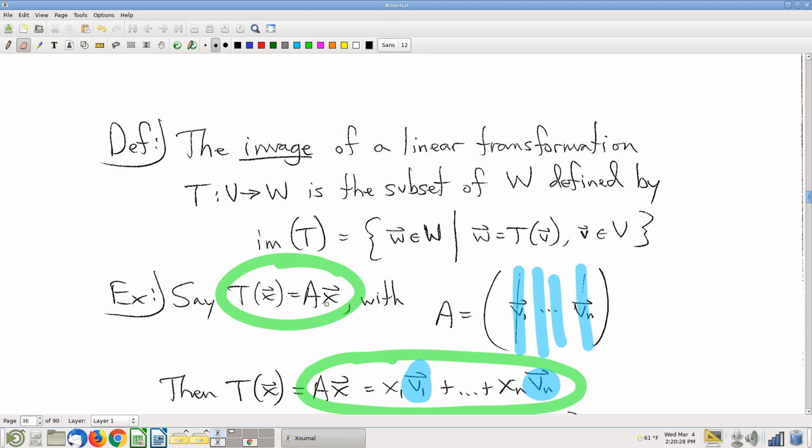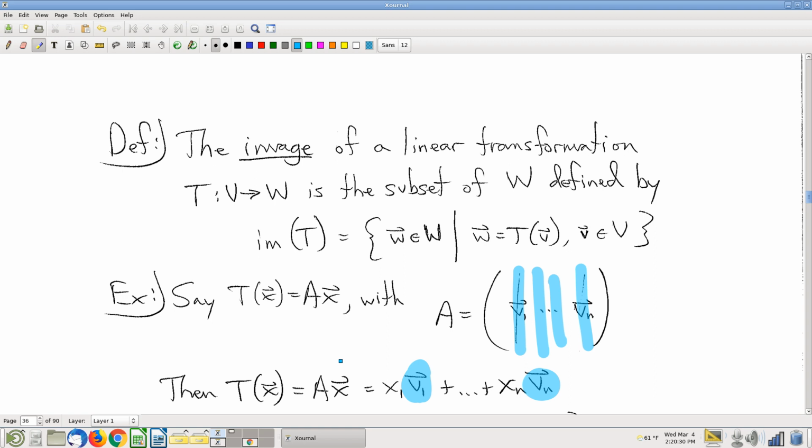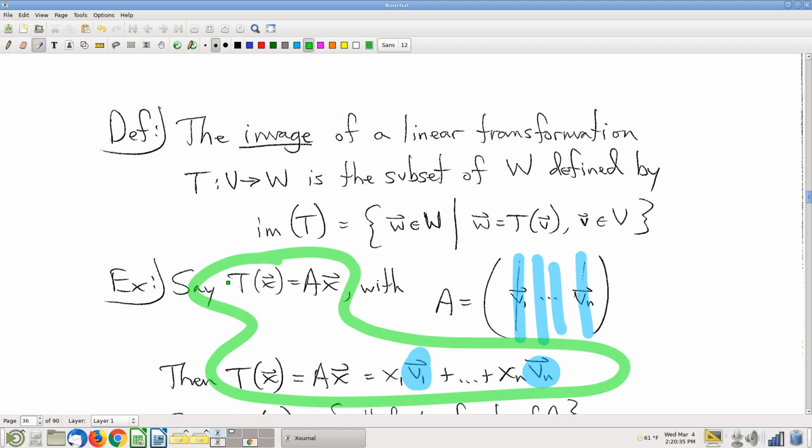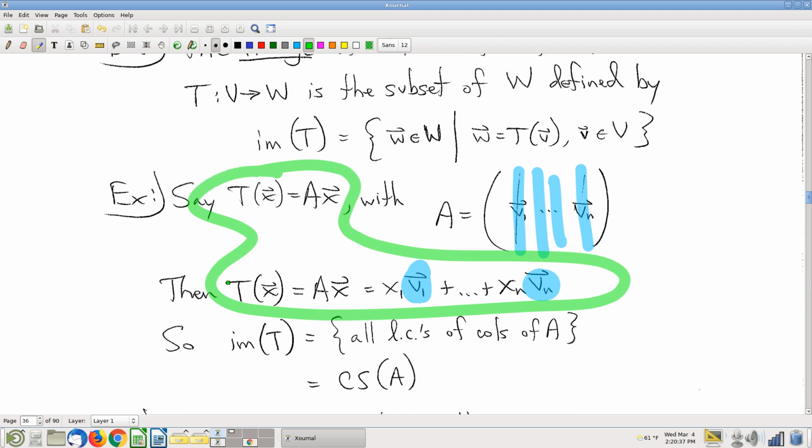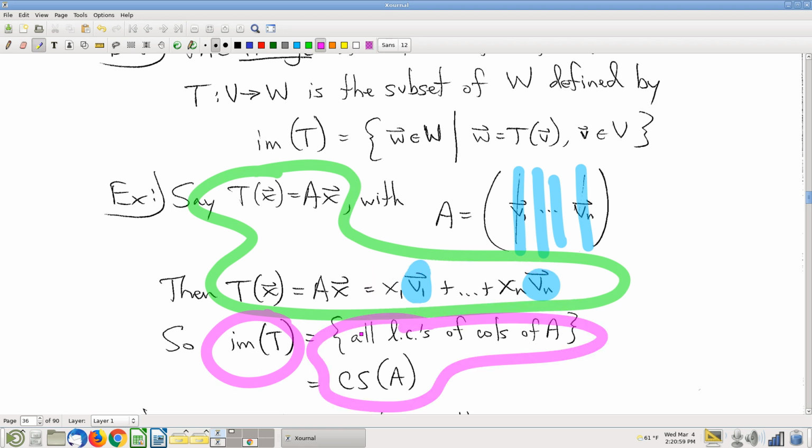So let's think about the image then. Sorry. I'll leave this highlighted. Let's think about the image. The image is the set of all possible values of the function. Okay, let me say that differently. It's a set of all possible results of what you get when you multiply by the matrix. A little differently still. It's the collection of all possible linear combinations of the column vectors of that matrix. It's the column space, right, that we talked about back in Chapter 2.